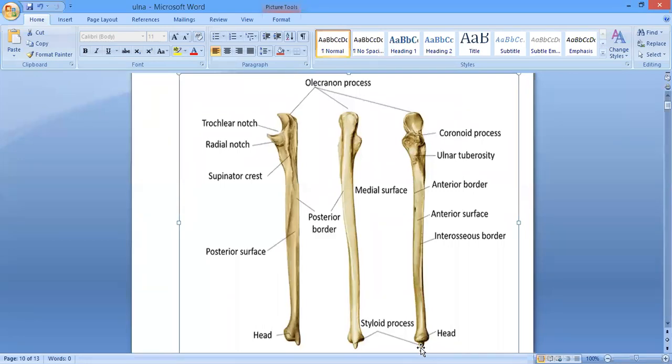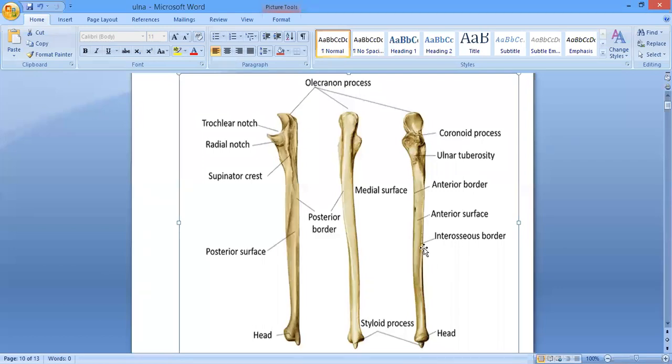So the points of identification for side determination are these. Number one, the upper end is expanded and presents a hook-like process, and the concavity of this process is directed anteriorly. Then the interosseous border is the lateral one and it is sharpest. And the lower end is rounded, with a process projecting from the posteromedial aspect of the head, called the styloid process. Is there any problem so far? Is it clear?